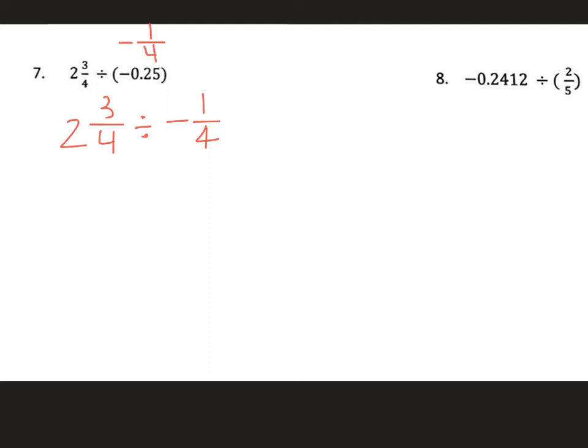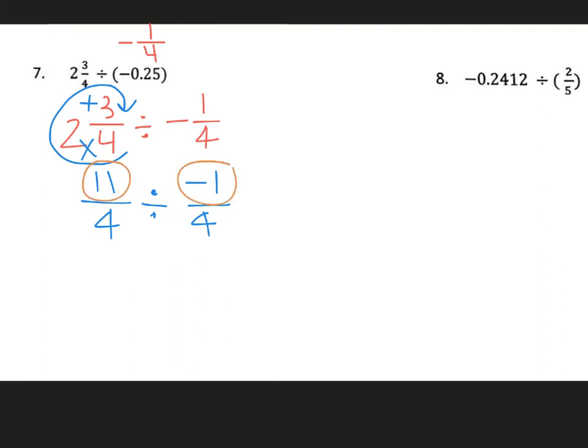Now I have to change my mixed number into an improper fraction. So 4 times 2 is 8, plus 3 is 11. Keep your denominator. So 11 over 4 divided by negative 1 over 4. Once you have two fractions and they have common denominators, take your two numerators, 11 over negative 1. Well, 11 divided by negative 1 is just negative 11, which would be your final answer.